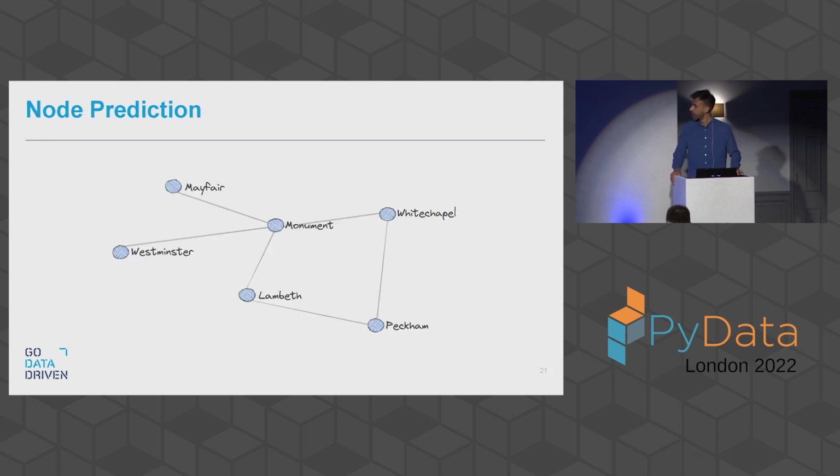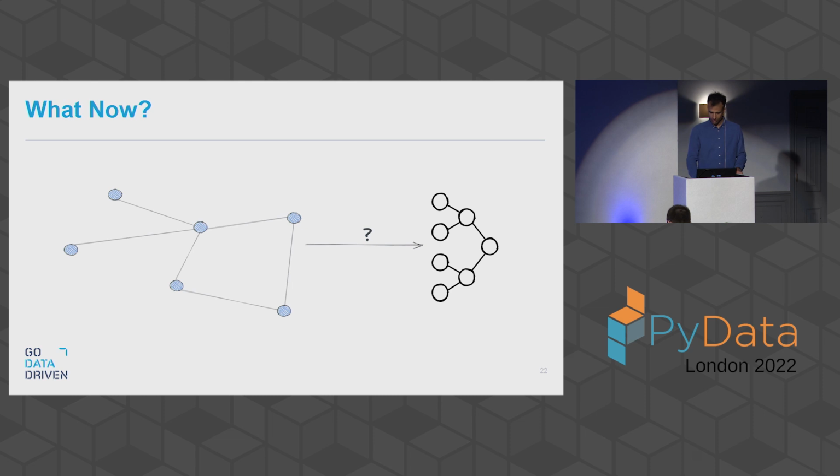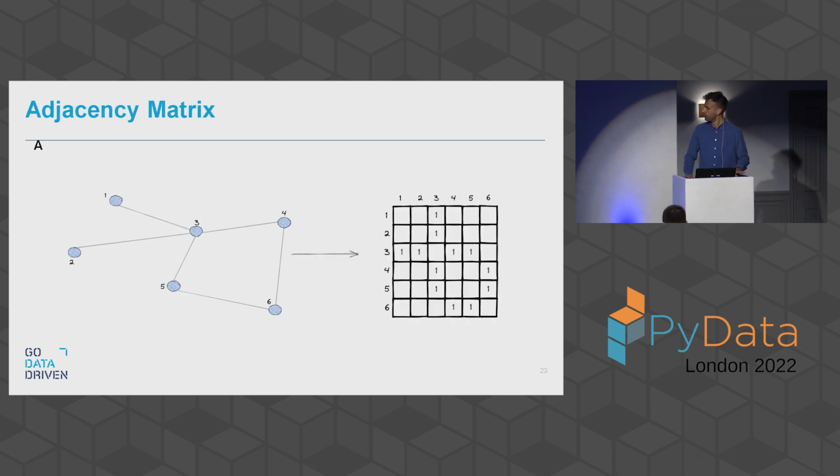So back to our problem, which is a node prediction in our case, where we try and predict demand at a particular node. So now we have a graph with nodes and edges, but how do we do calculations with this? And where do the neural networks come into play? So we define a few matrices in order to encode this problem to make it more tractable.